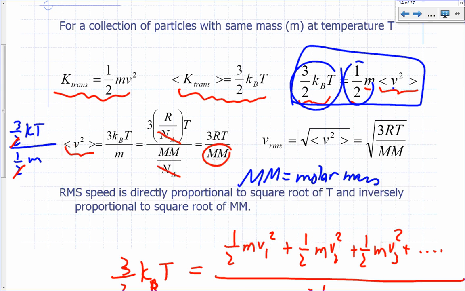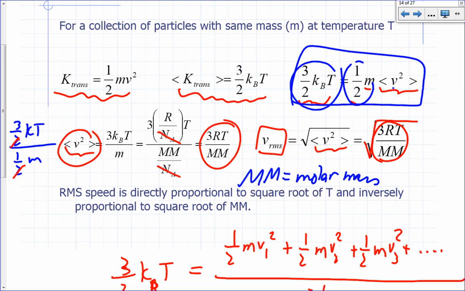Okay? So from this, we can take the square root. Take the square root of this. So that's the square root of the average of the square of the speeds. You get what is known as the root mean square speed. So it's going to be equal to the square root of 3RT over the molar mass. So that's called your root mean square speed, RMS. Okay? Root of the mean of the square. The mean of the squares is the average of the squares, and root means you take the square root of it.